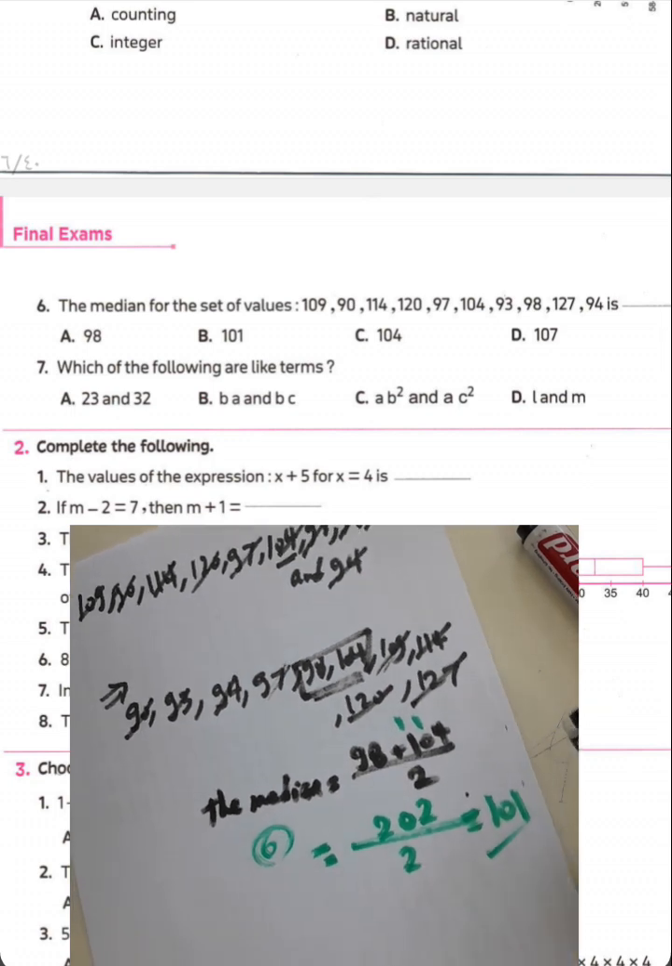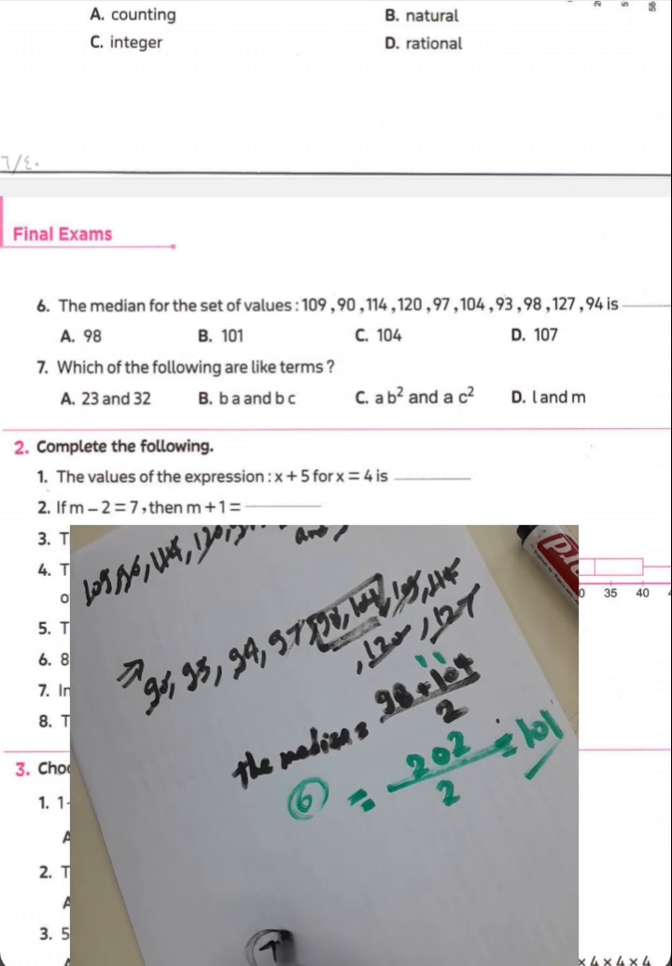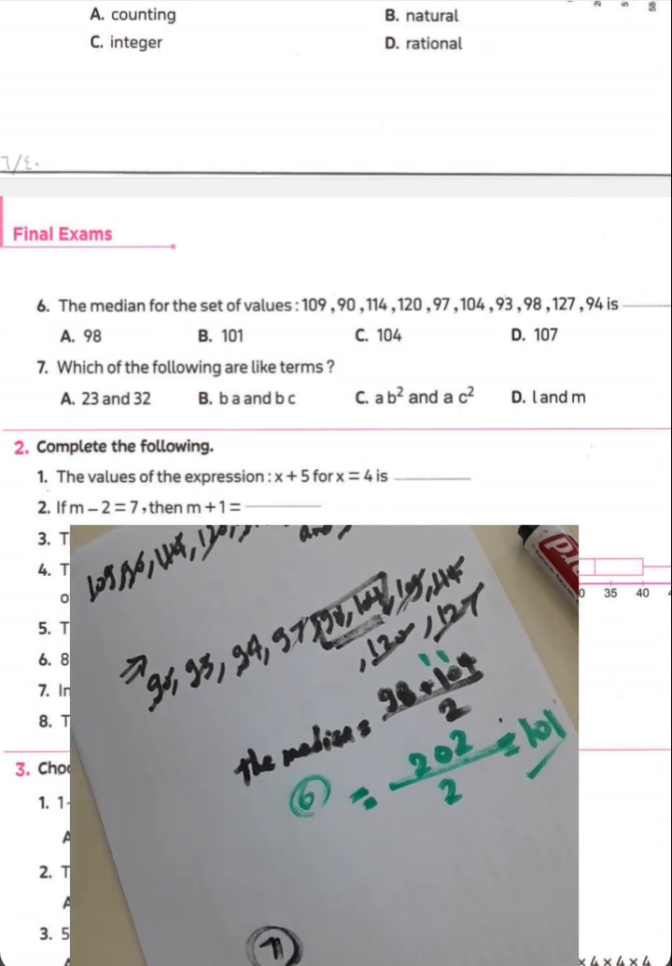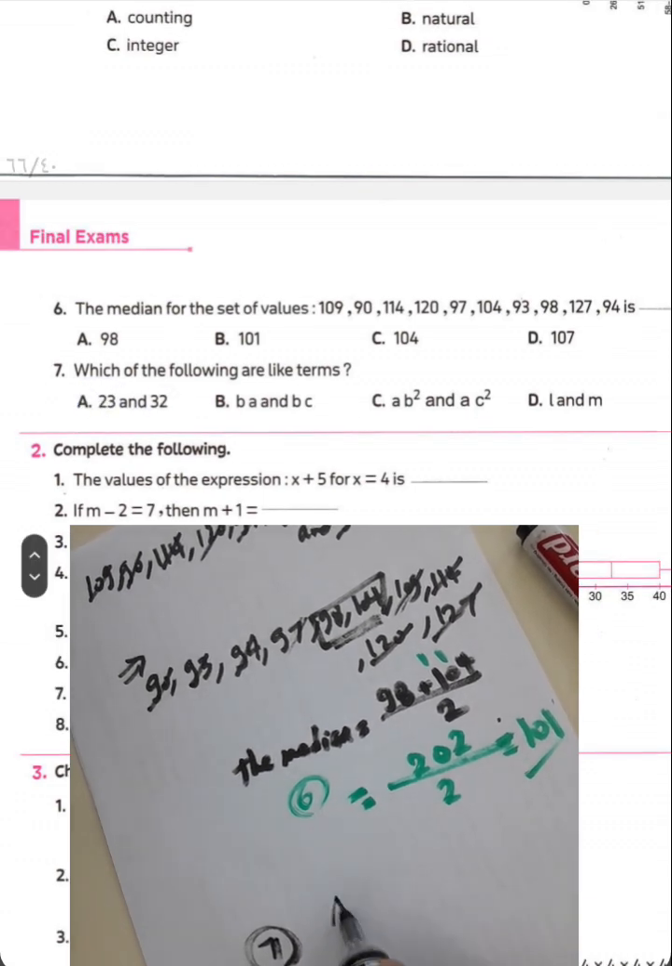Question number 7. Which of the following are like terms? Like terms will be 23 and 32, which is letter A. Like terms are algebraic terms, here numerical numbers, 23 and 32.